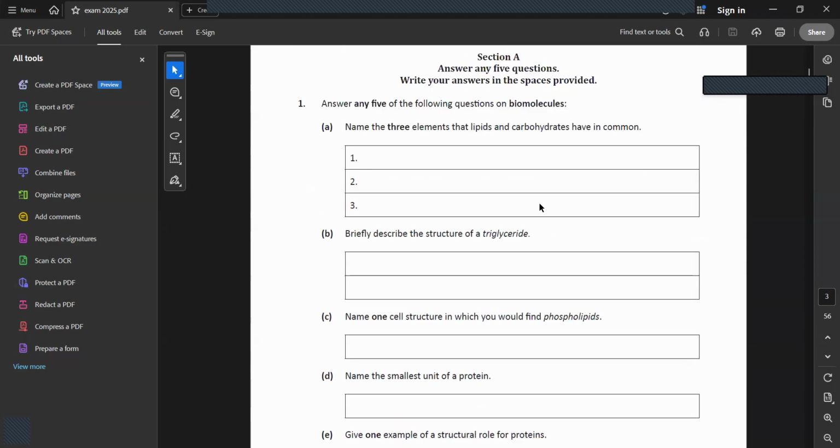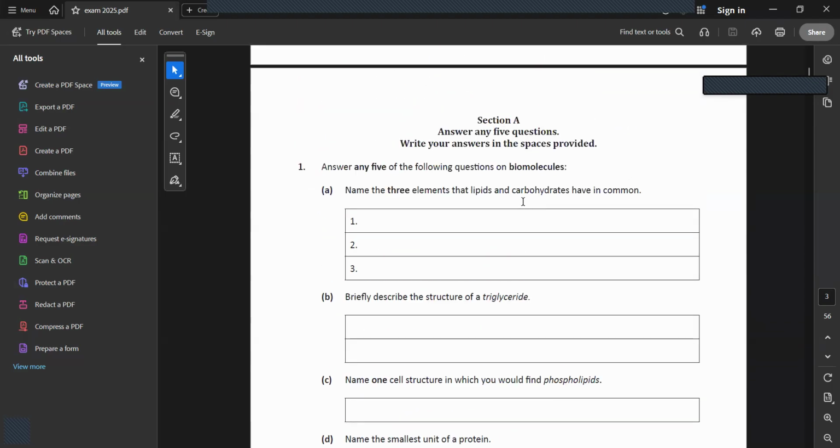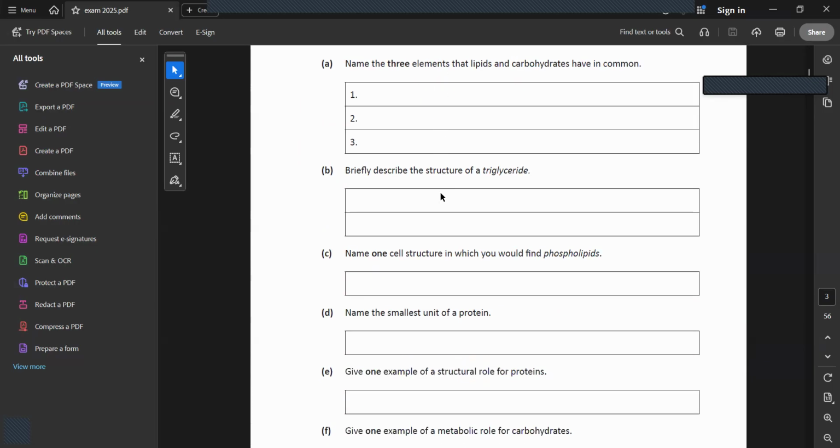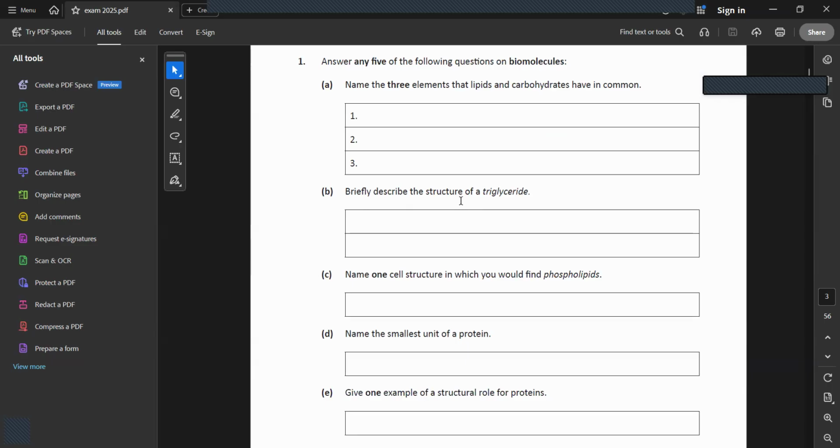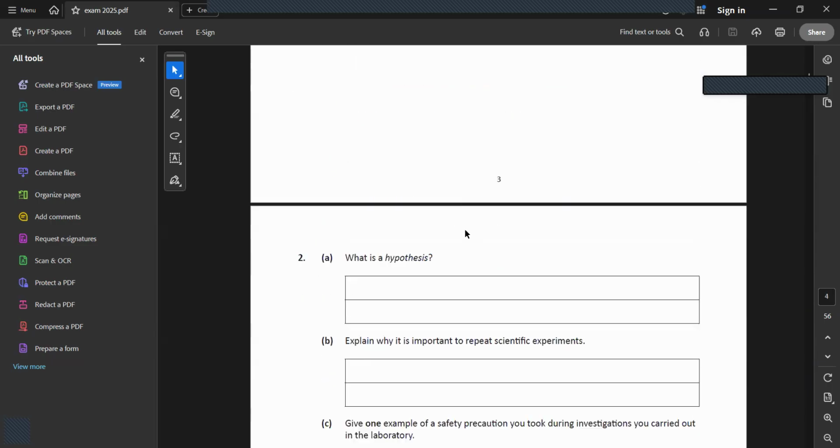In this section, you have to actually see which is the easiest question to start with. So for example, this is question A. This is my exam, I'm not just going to start answering the questions. What does the first question talk about? It talks about biomolecules. This is the food chapter and I have studied it well. So I will tick it. I will answer this question.